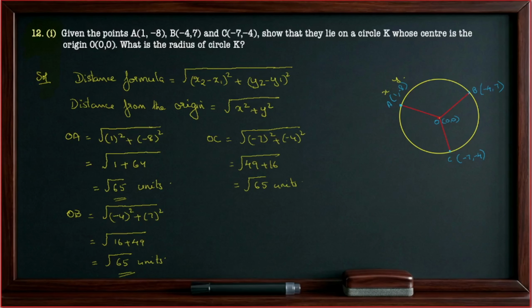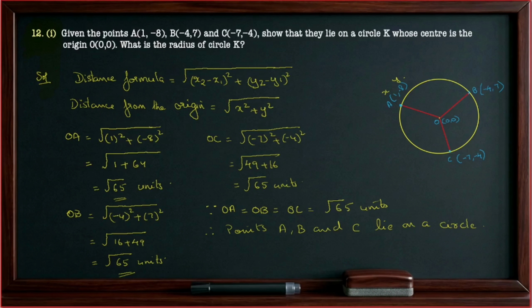Means, see, if a point is on the circle, the distance from the center to each point will always be the same, right? So here we are getting OA equal to root 65, OB is also root 65, OC is also root 65. So all the distances here are the same. So we can write, since OA is equal to OB is equal to OC, this is equal to root 65 units. Therefore, points A, B and C lie on a circle.